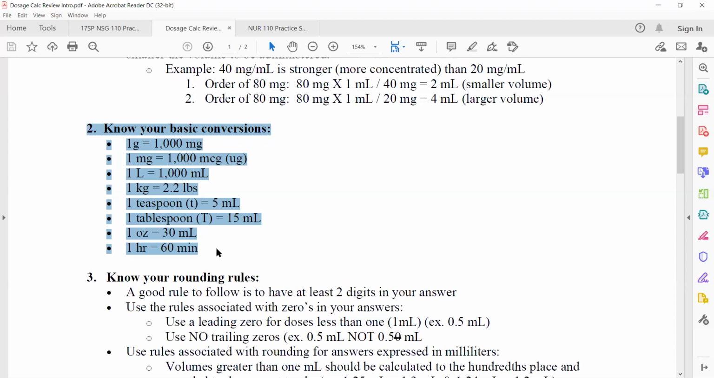The big thing though is you need to know these basic conversions. You need to know how to go from grams to milligrams, milligrams to micrograms, liters to milliliters, kilograms to pounds, more importantly, pounds to kilograms, teaspoons to milliliters, tablespoons to milliliters, ounces to milliliters, and converting between time. These are the main ones that you need to know.